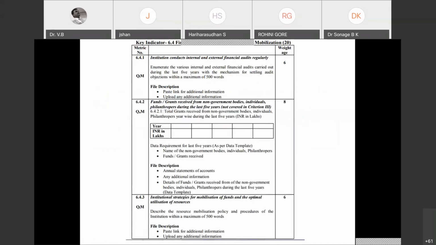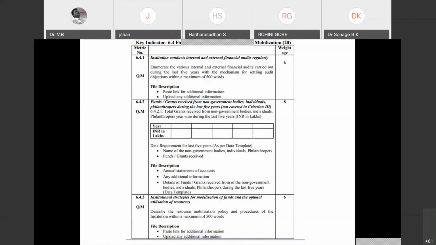So the next key point indicator is management and resource mobilization. The first one is a qualitative metric, whether the institution is carrying out internal and external financial audits. So this would be taken care of by the office section. So they will be enclosing copies of the audit reports for the last 5 financial years.